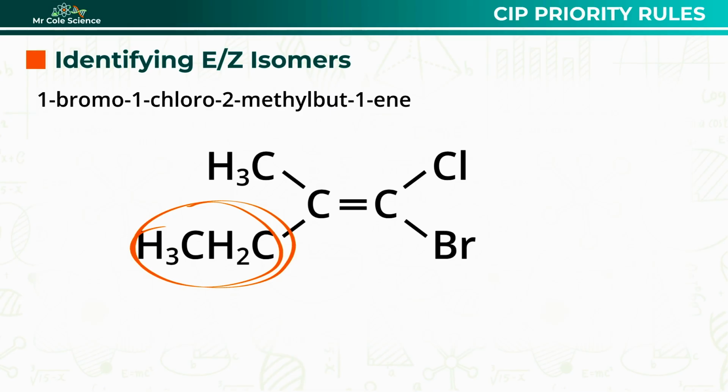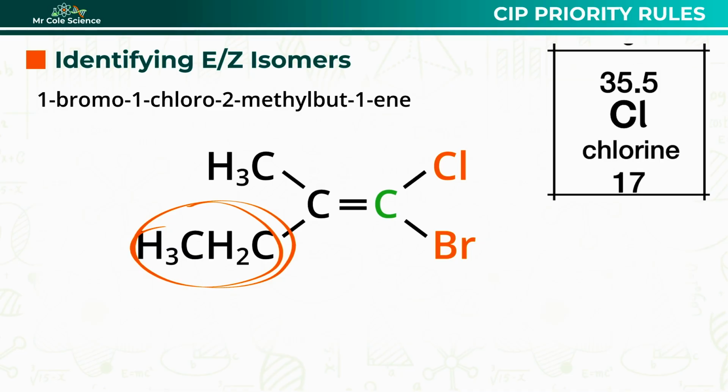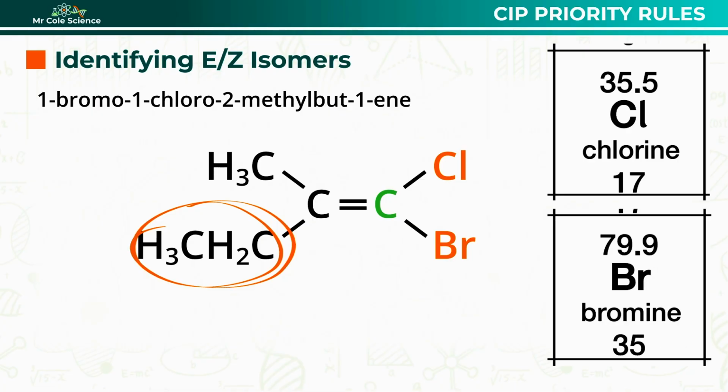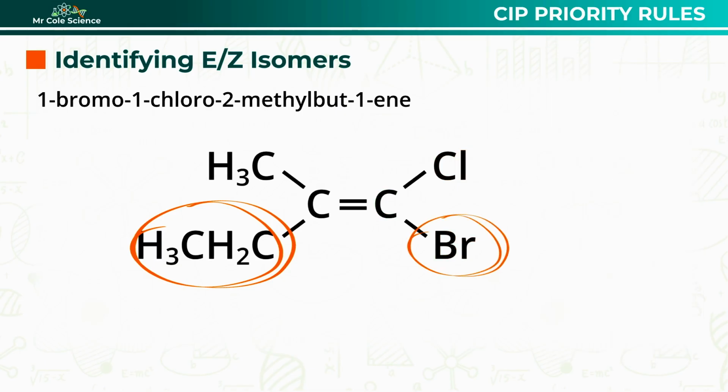But what about the right-hand side? We look at the atoms directly bonded to the carbon of the carbon-carbon double bond, and we have a chlorine atom and a bromine atom. They're different atoms, so we can compare their atomic numbers. Chlorine has an atomic number of 17, whilst bromine has an atomic number of 35. Bromine has the higher atomic number, and so becomes the priority group.